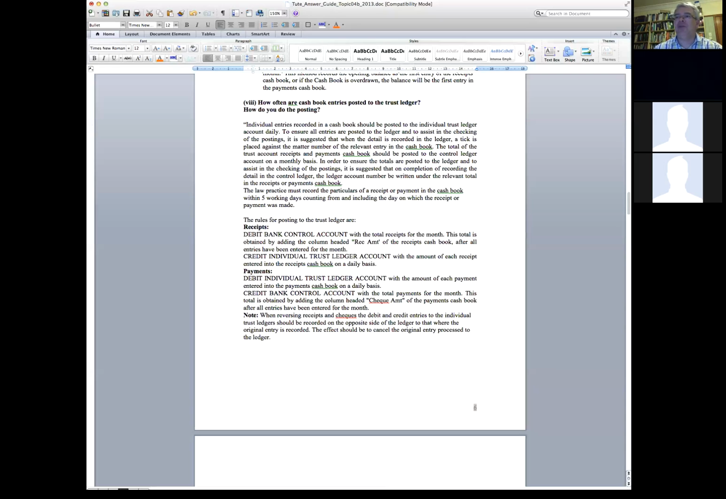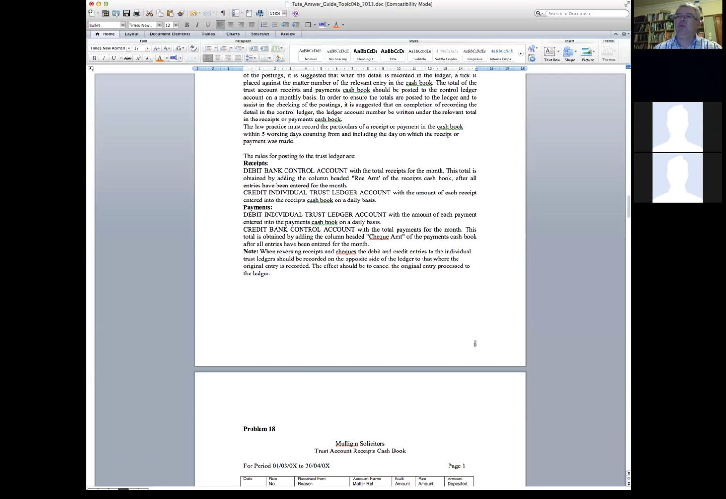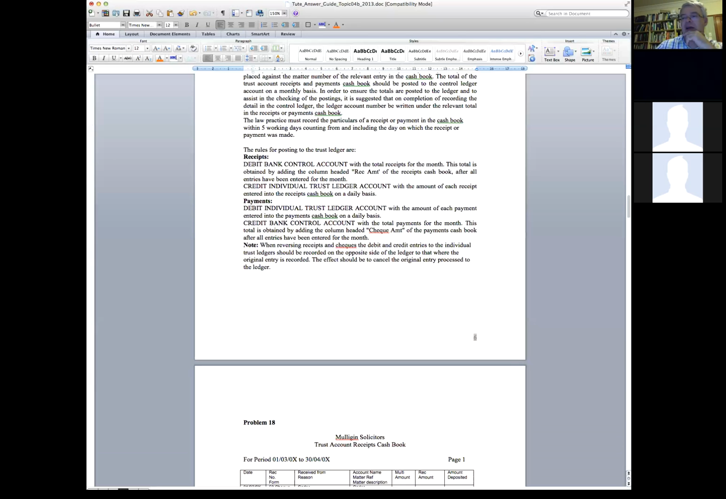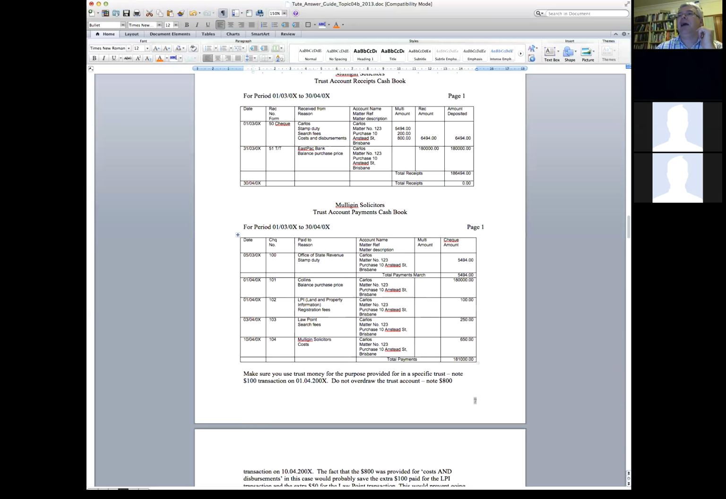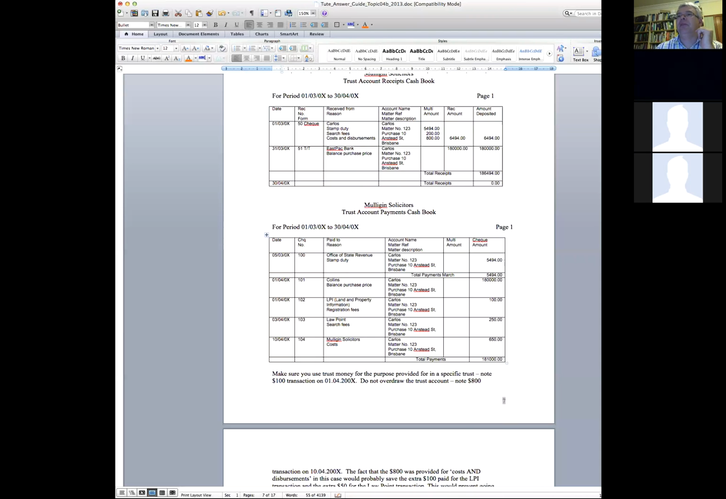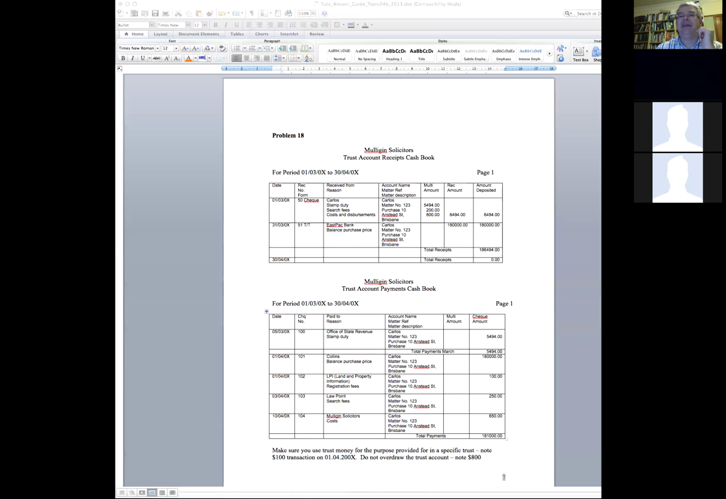Okay, probably the best way to show how that works is with actual examples, which we've got coming up anyway. So I might just leave it until there. I'll give you some rules there about posting to and from the trust ledger. You can read those when I post this up on the site. So they're fairly straightforward.